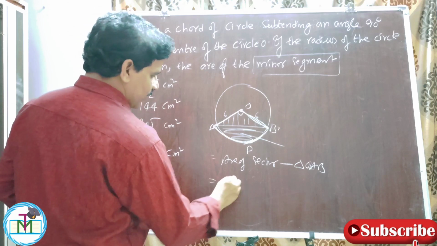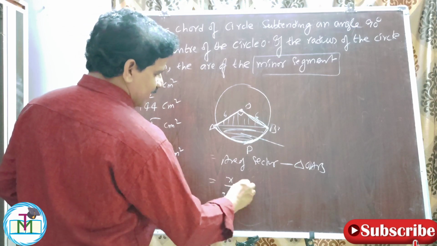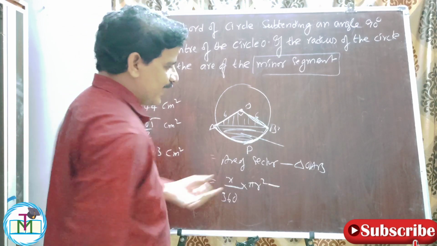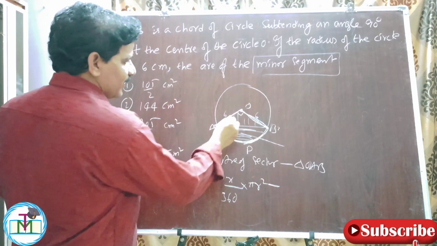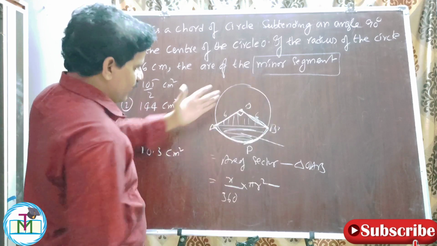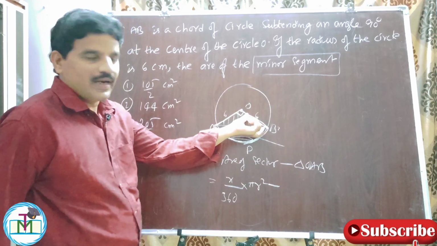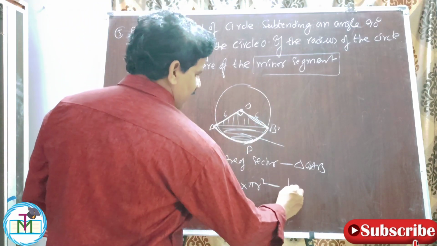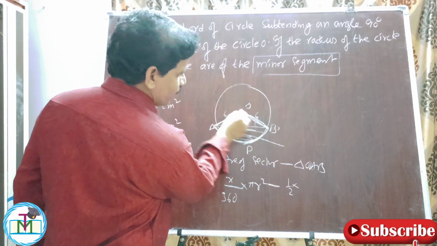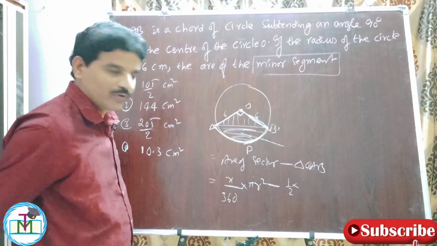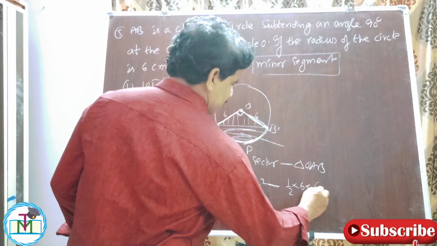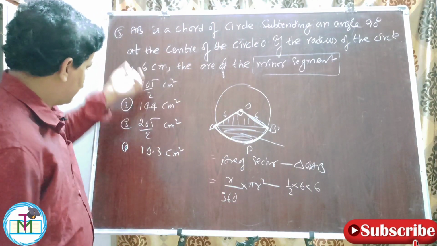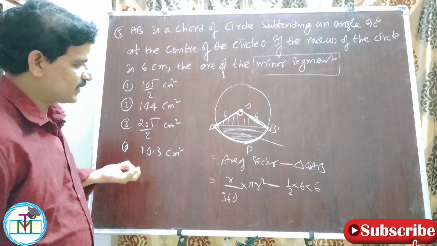Area of the sector is what? X degrees by 360 degrees into pi r square, minus the area of the triangle, half of base into height. As it is a right angle triangle, at the center OA and OB are perpendicular. Therefore half of base into height. What is the base here? OB is the base, which is equal to the radius, into what is the height? Height is AO, 6. If you simplify this, you will get any one of these 4 options, right?